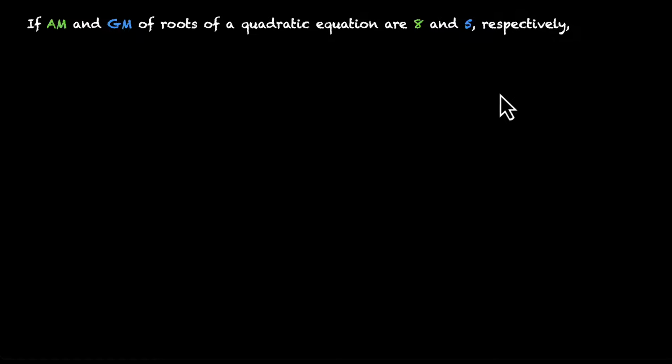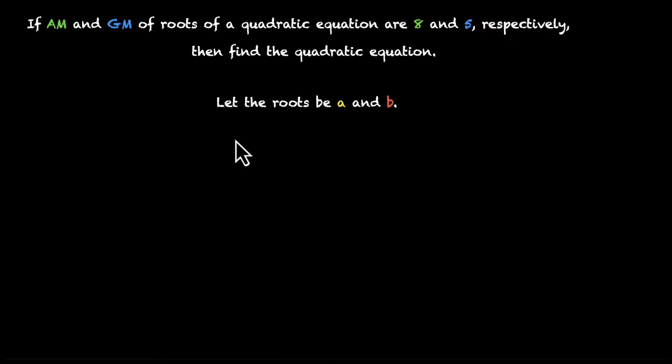If AM and GM of roots of a quadratic equation are 8 and 5 respectively, then find the quadratic equation. Pause the video, give this a shot. So let's do this together. We're given the AM and GM and we have no clue about the numbers themselves. So let's assume that the numbers are A and B. Let the roots be A and B, because the AM and GM are given for the roots of this equation.